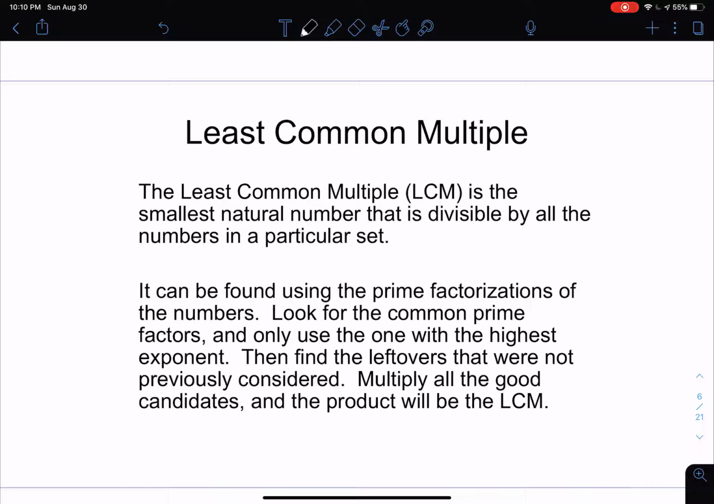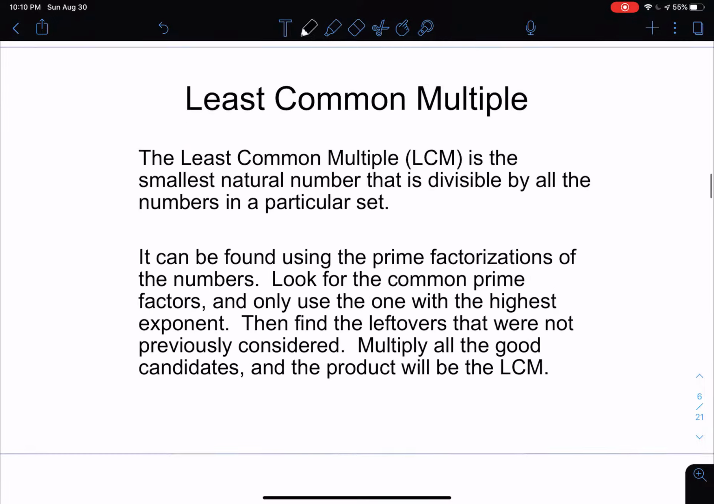Sometimes I try to reword things to make it make sense to me, and it's not always the clearest, but in this case, your book is the clearer one. All right, so let's revisit those same numbers that we just did for GCF, and let's do the LCM of those.